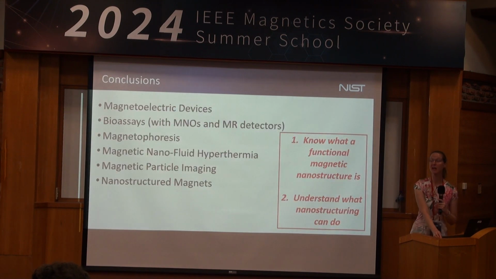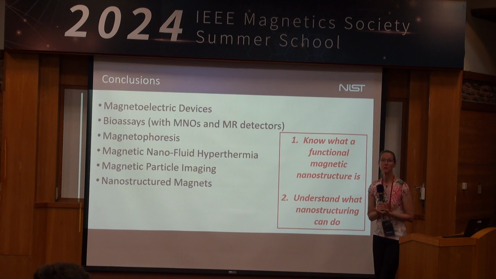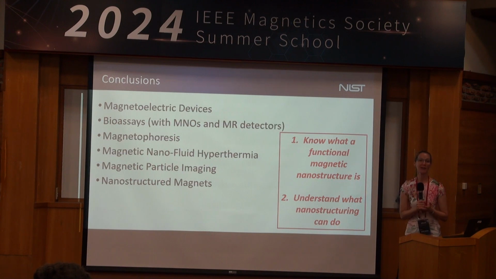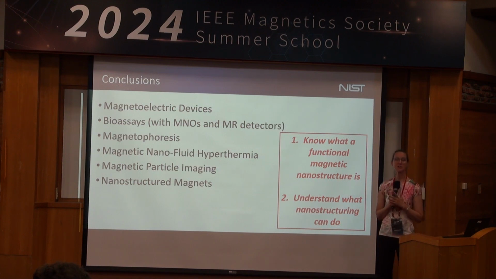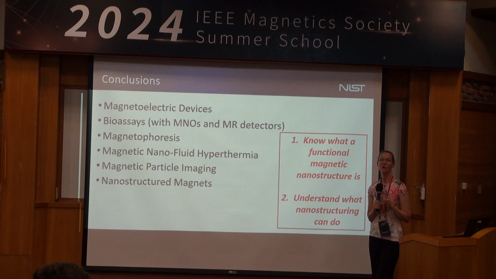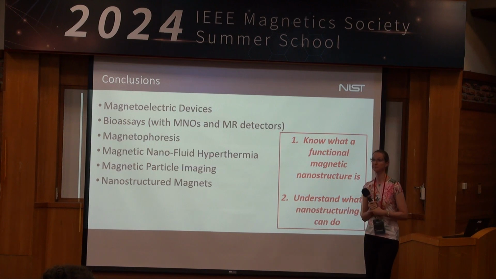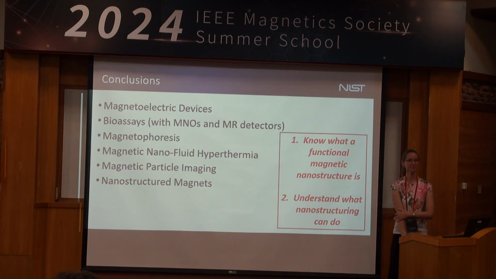And so with that, I hope I've been able to give you a bit of a flavor of what nanostructuring can do, and also what a functional magnetic nanostructure is. And I will come back and ask the questions I asked in the beginning. Did anybody notice a common theme and any correlations between the different sections? And I'm happy to take other questions too.